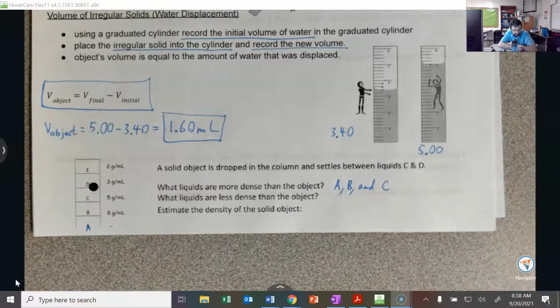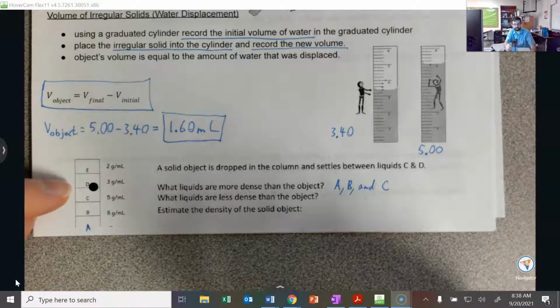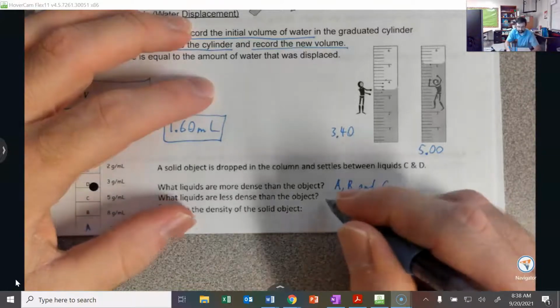What liquids are less dense than the object? Once again, pause the video, try it yourself. If it's less dense, it will be above the object, so we have layers D and E.